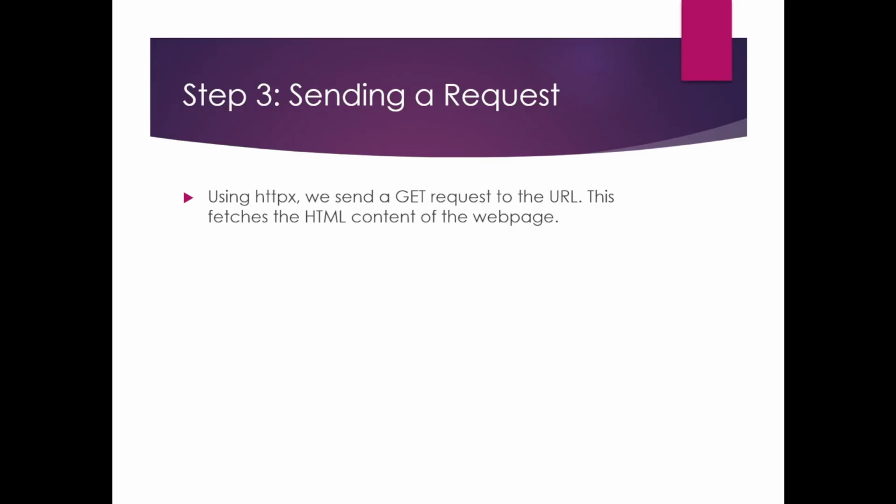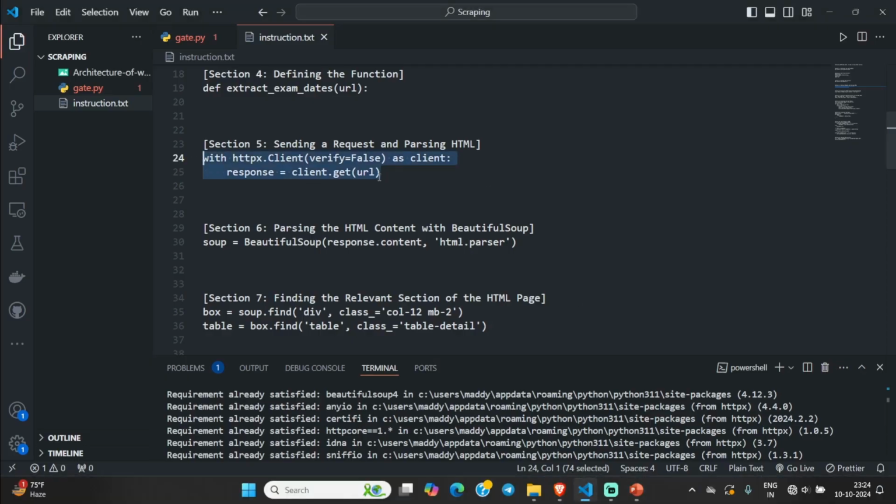After defining the function, our next step will be making a request to the website. To get the data from the website, we need to send an HTTP request. We do this using the httpx.Client inside the with block. So in the code, we can see the required snippet for it. The with block ensures that the client closes automatically after the request is done. Inside this block, we send a get request to the URL, which fetches the content of the web page.